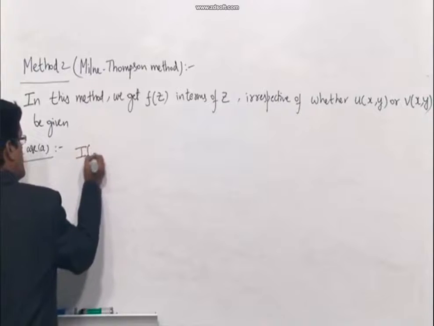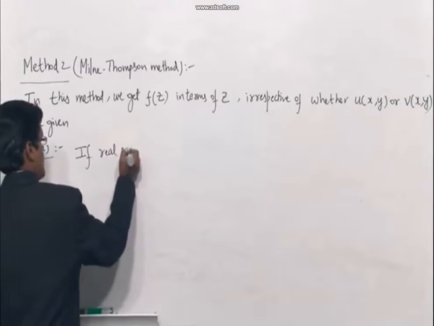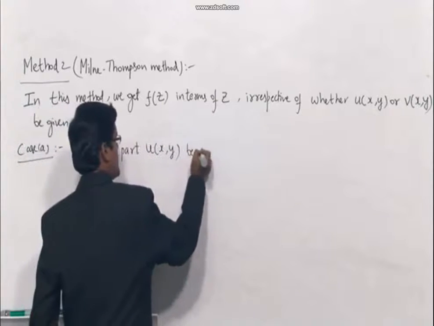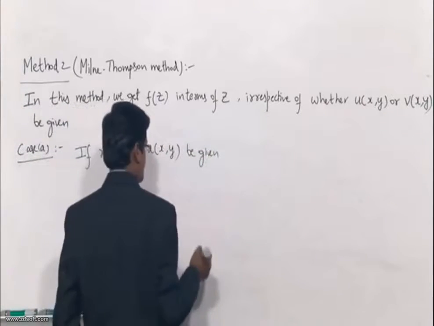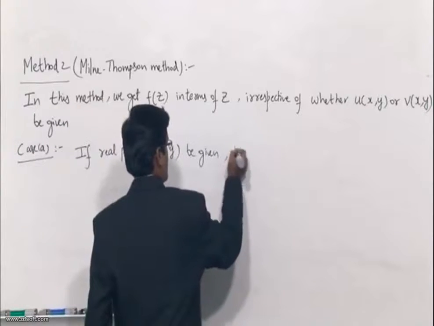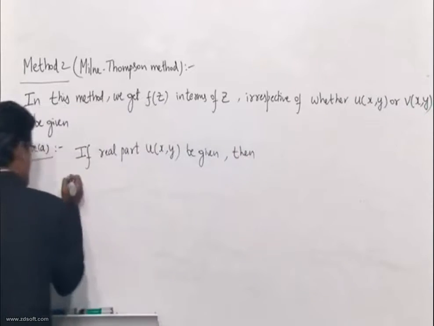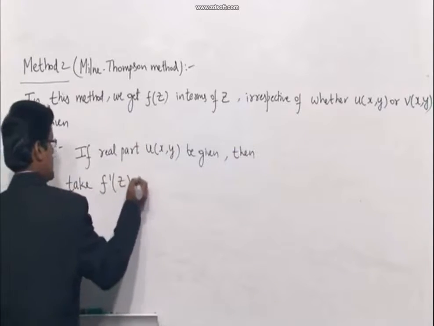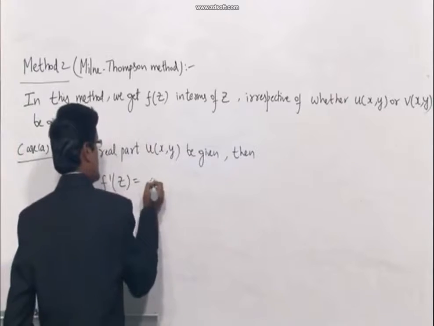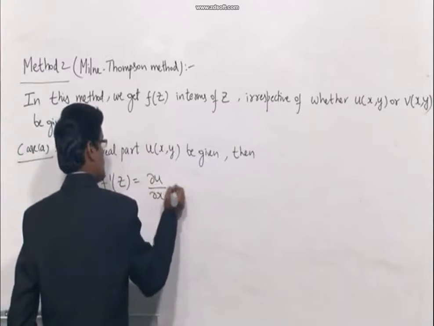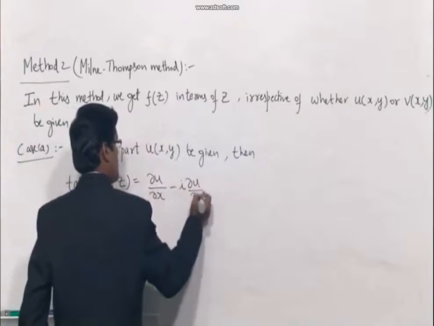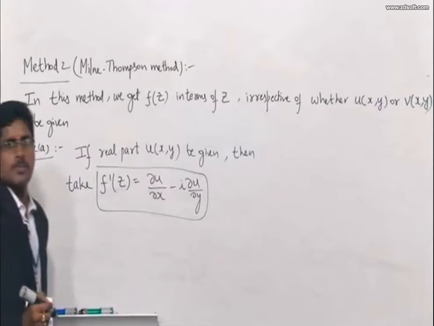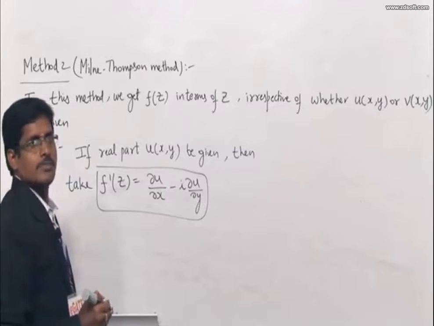If the real part u of x, y is given, then take f dash z is equal to, because u is given, dou u by dou x minus i dou u by dou y. Very, very important. This formula you have to consider. f dash z, dou u by dou x minus i dou u by dou y, whenever u is given.